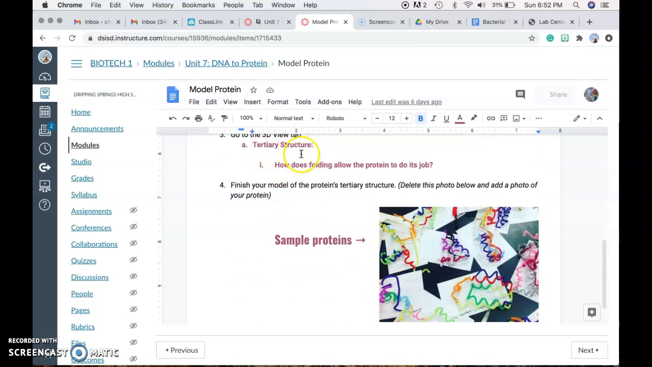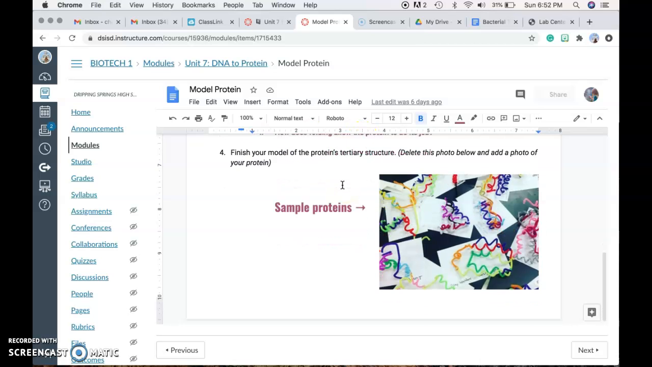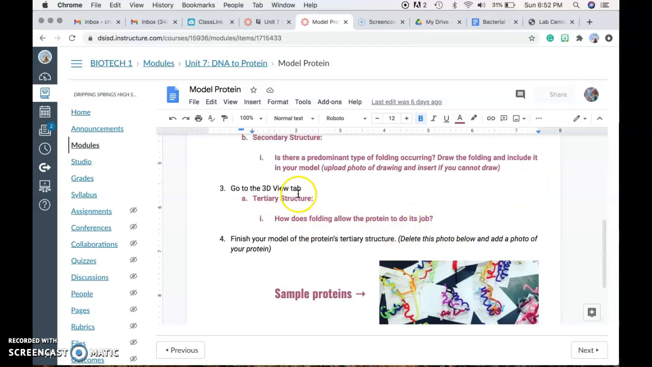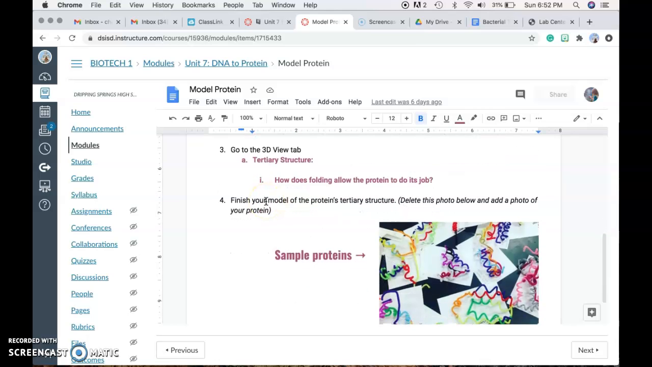Then you're going to talk to me about the tertiary structure and how does folding allow that protein to do its job. I did have pipe cleaners to have you all make these. It was going to be lots of fun. It was going to be arts and crafts and biotech. And when I come back, if you all would like to make your pipe cleaner protein, I will for sure give you pipe cleaners. However, until then, just insert the pictures into this document.